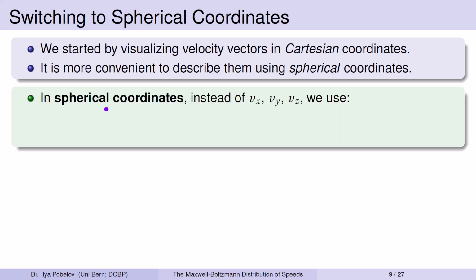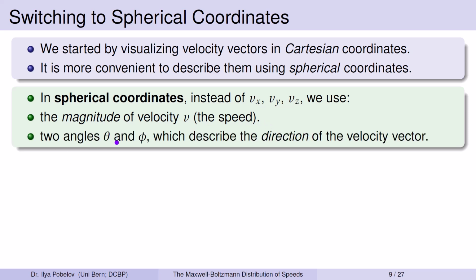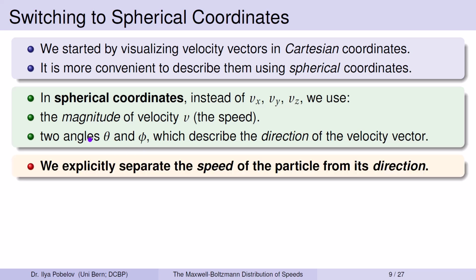In spherical coordinates, instead of describing velocities with the components Vx, Vy, and Vz, we use three different parameters. The magnitude of velocity v, which is simply the speed, and two angles theta and phi, which describe the direction of the velocity vector. In other words, we explicitly separate the speed of the particle from its direction.